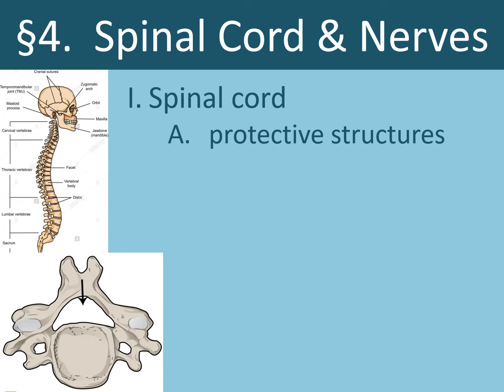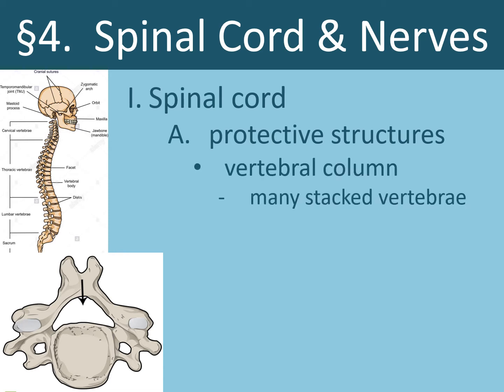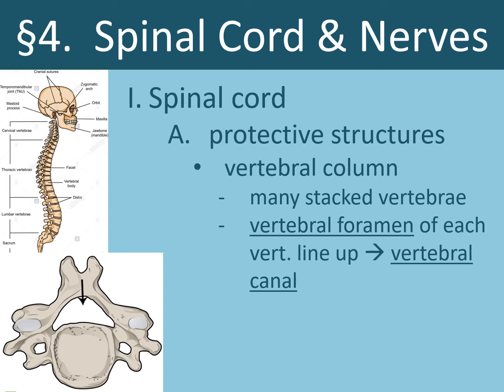The spinal cord is surrounded by a bony structure called the vertebral column, also called the backbone, which is composed of many stacked vertebrae separated by cartilaginous intervertebral discs. Each vertebra has a large hole called the vertebral foramen. The vertebral foramen of each vertebra is lined up, creating a channel called the vertebral canal. This is where the spinal cord is housed. This bony structure is the main protective shelter for the spinal cord.